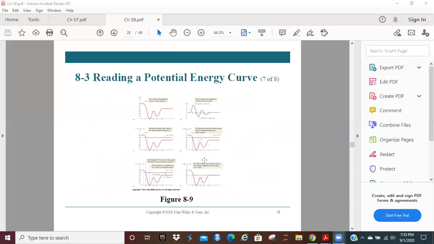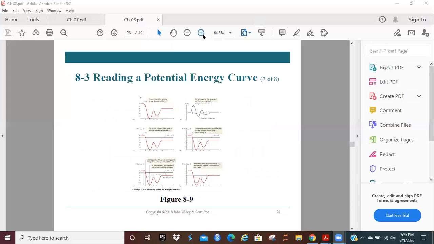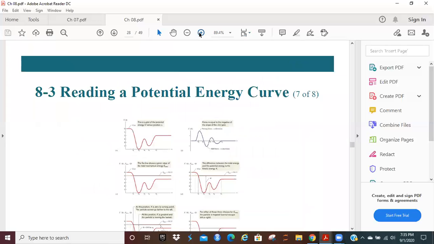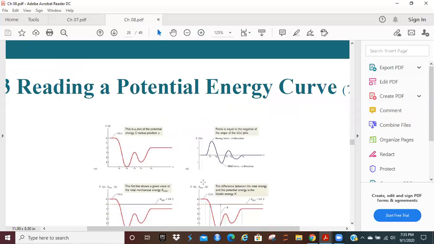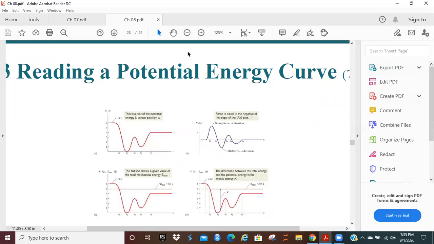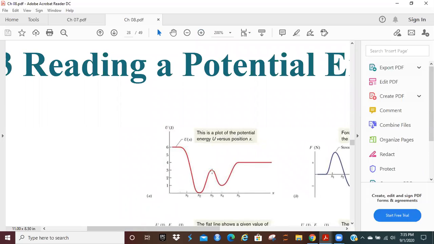So we'll go through some of these graphs here. Here we have a plot, and let me zoom in a little bit more. We've got a plot of the potential energy versus position. So we have our potential energy values, and then it plummets here, comes back up a little bit, goes back down here, and then levels off.